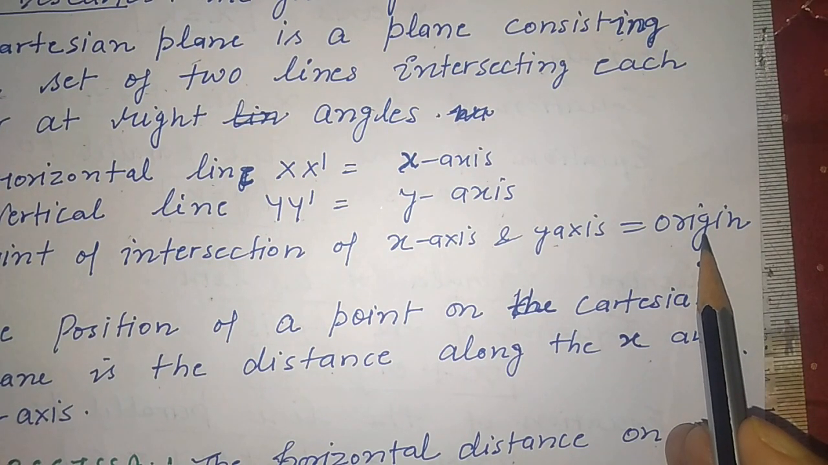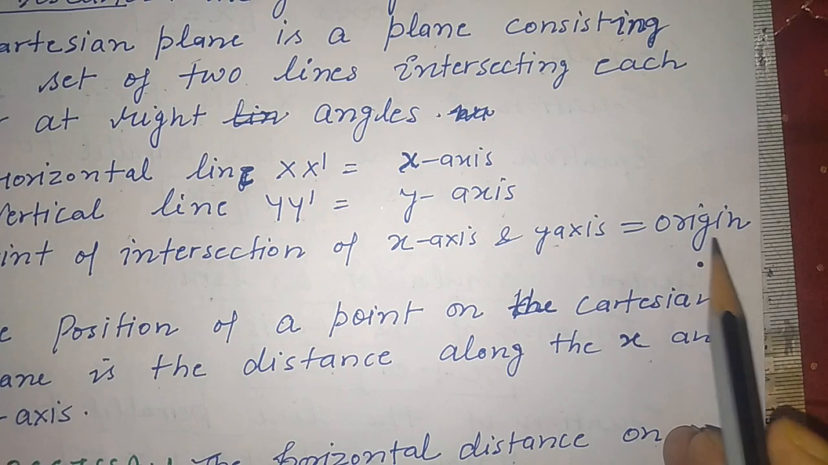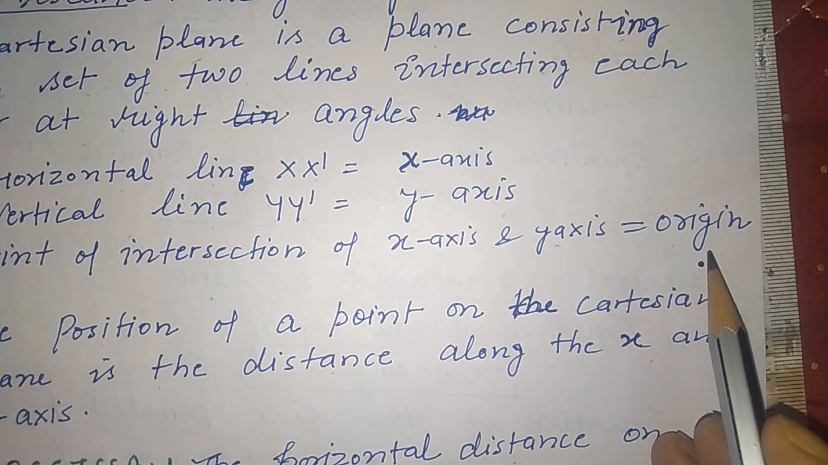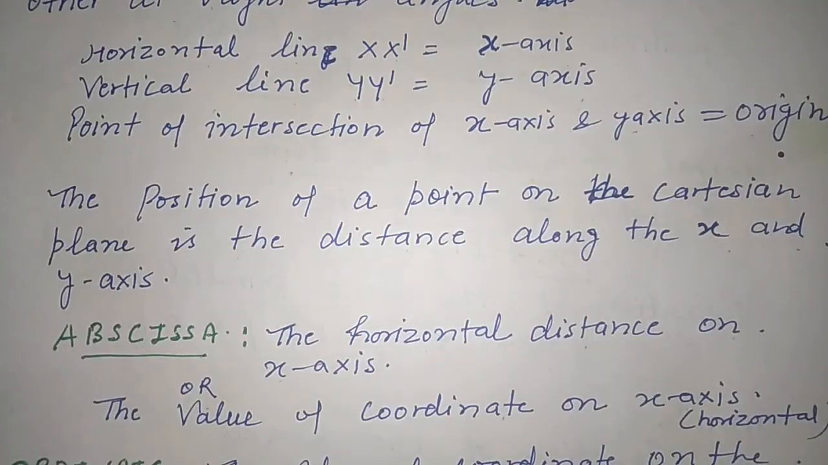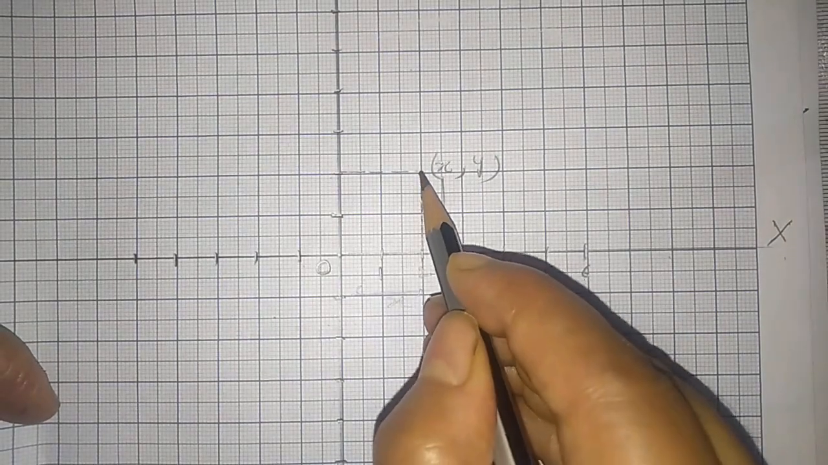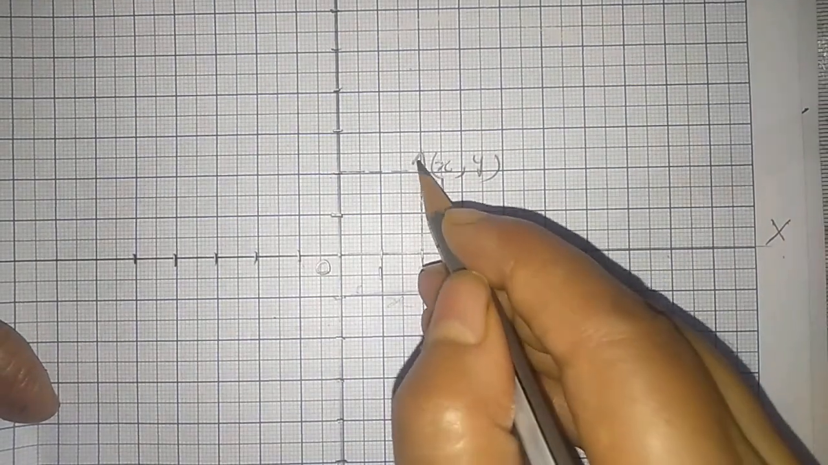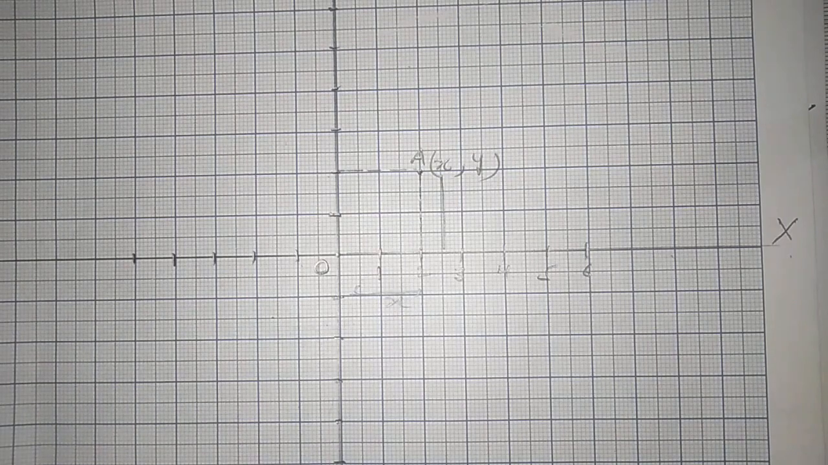Now, how can we find the position of a point on a Cartesian plane? It is the distance along the x-axis and the y-axis. So here, suppose this is a point, and suppose this point is A. We are going to denote it by A.